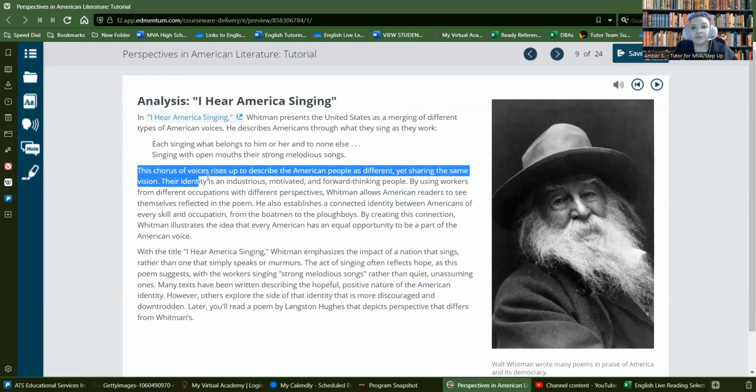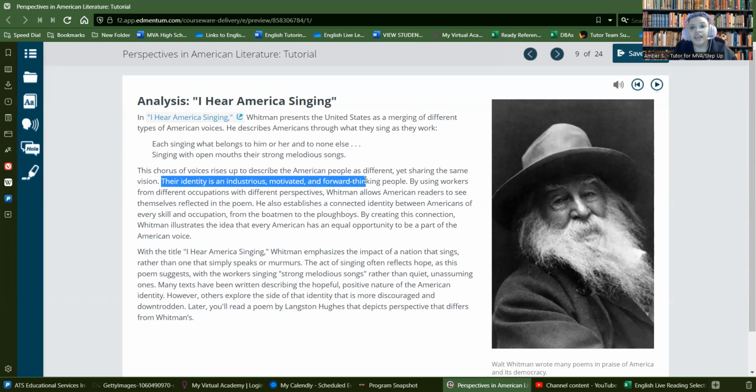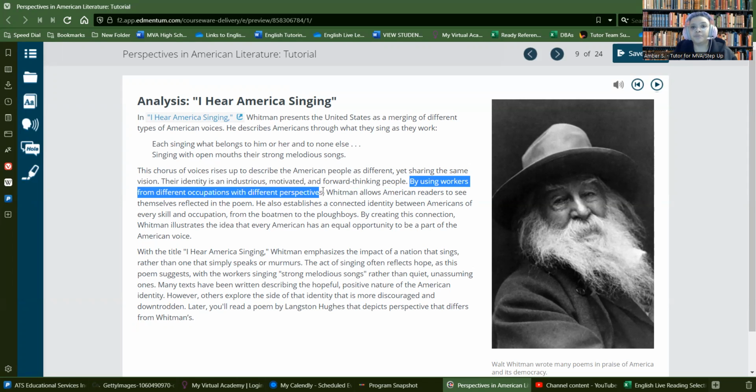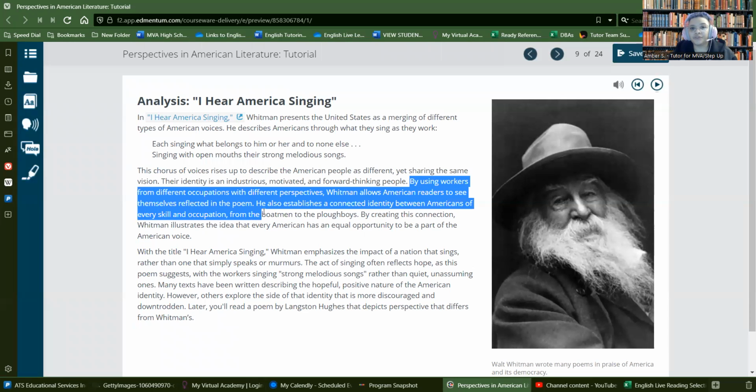So down here it says this chorus of voices rises up to describe the American people as different yet sharing the same vision. So that's the entire point of this poem. Their identity is an industrious, motivated, and forward-thinking people. That's what he views America as. By using workers from different occupations, that's jobs, with different perspectives, that's points of view, Whitman allows American readers to see themselves reflected in the poem.